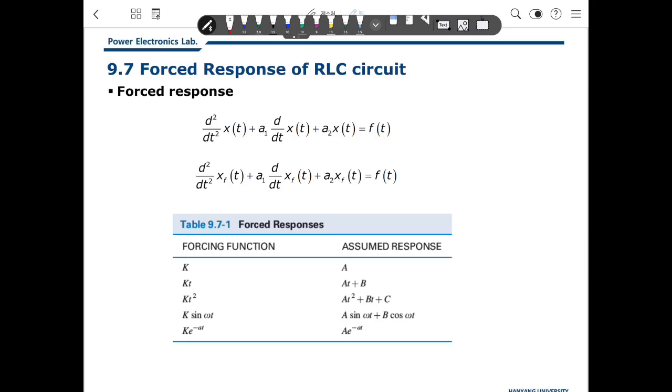Section 9.7, the forced response of the RLC circuit. In the case of the second order, the circuit is like the first order circuit. The solution consists of two terms: x complete of t is the sum of the natural response plus the forced response.